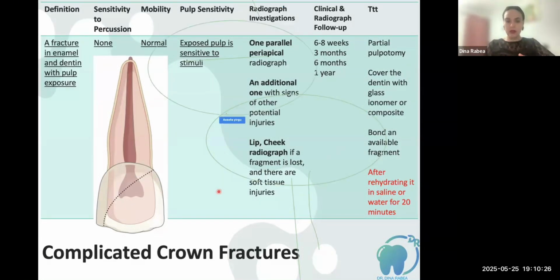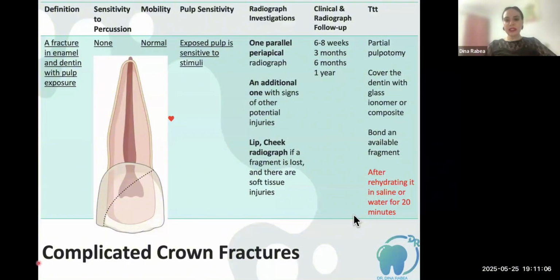Most of the time, there is no sensitivity to percussion. Mobility is normal, and for an exposed pulp, the pulp is, of course, sensitive to the stimuli. So for the radiographs, we ask for the parallel baseline periapical radiograph, and we ask again for an additional one in case there are some other potential injuries, and we search for the fragment in case we can see any irregularities in the soft tissue like the lips or the cheeks.